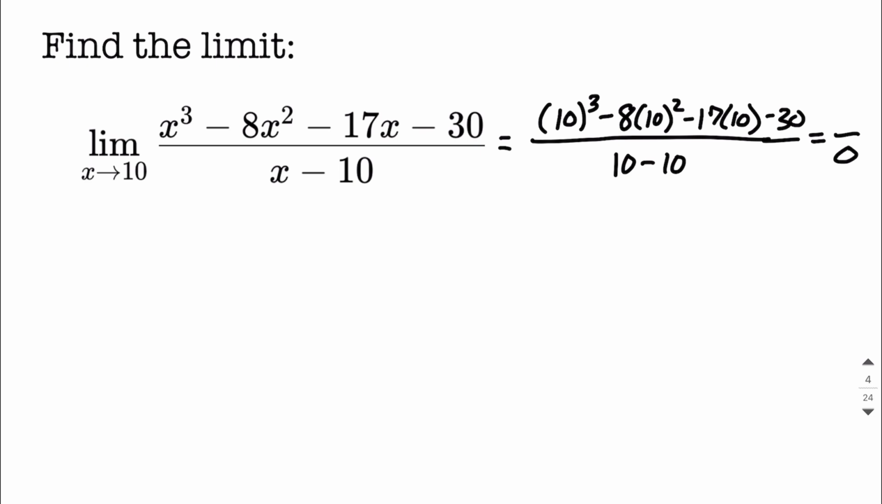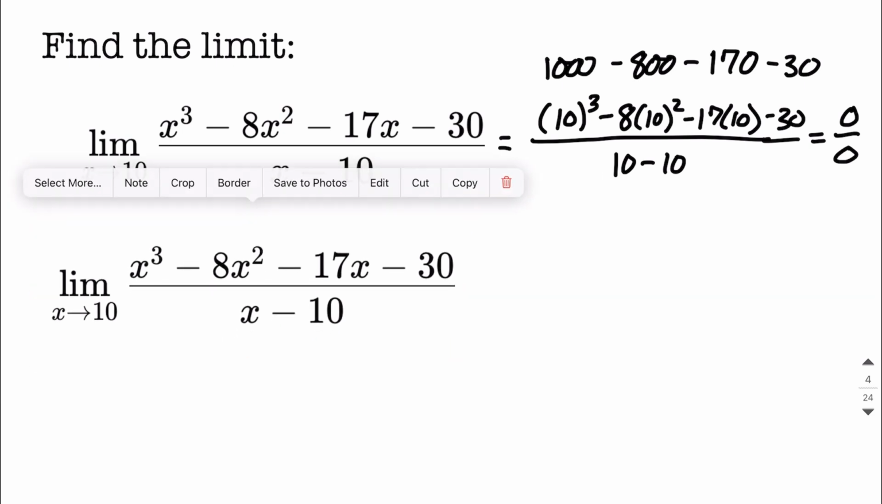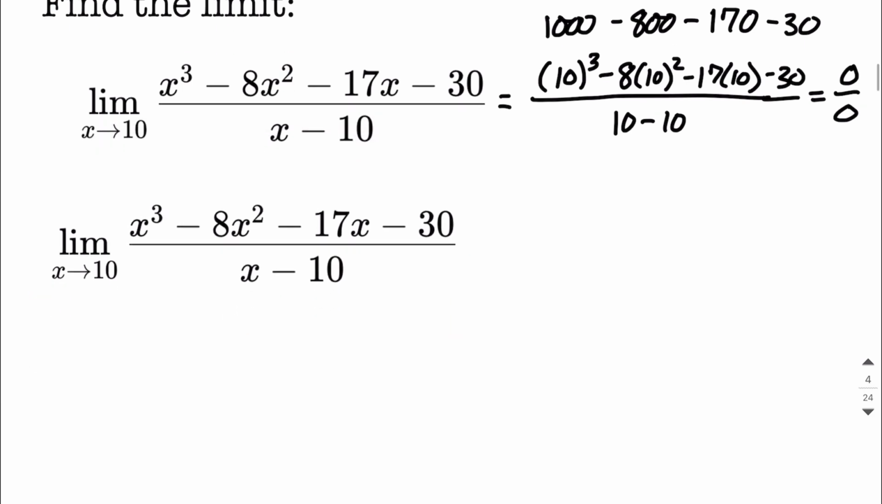But for our numerator, it looks like we have 1,000 minus 8 times 100 will be 800, minus 17 times 10, 170, minus 30. Well, it turns out our numerator also equals 0. Not a big deal. That just tells us we need to continue on, keep going with this process.